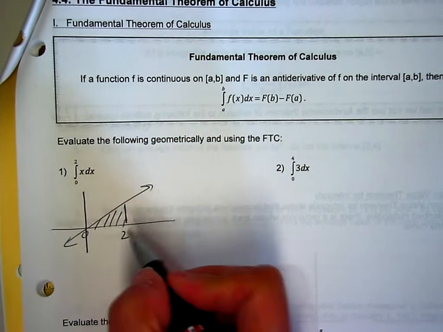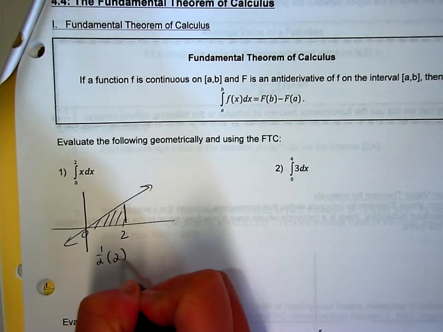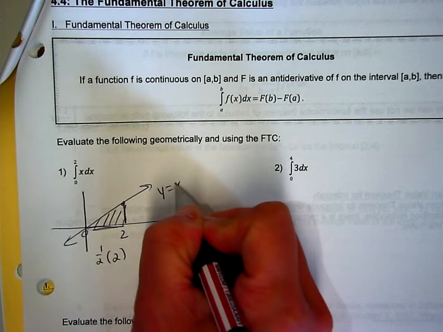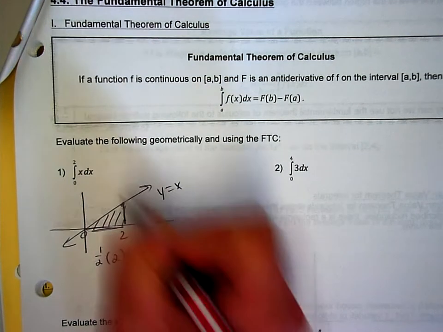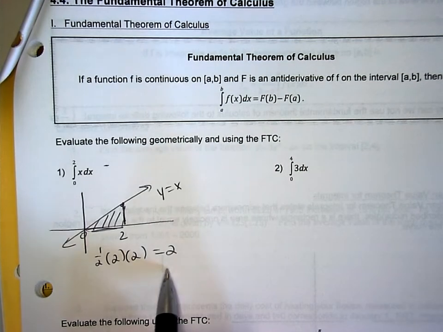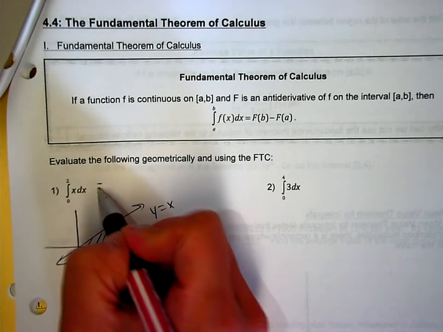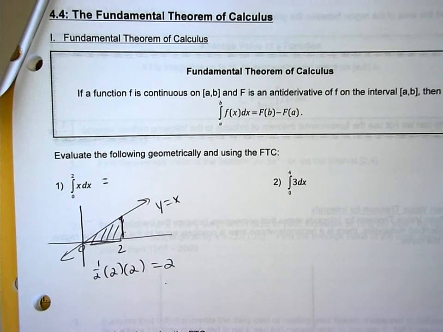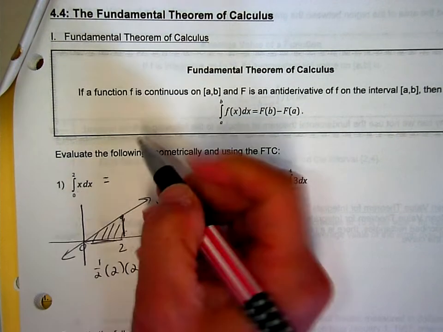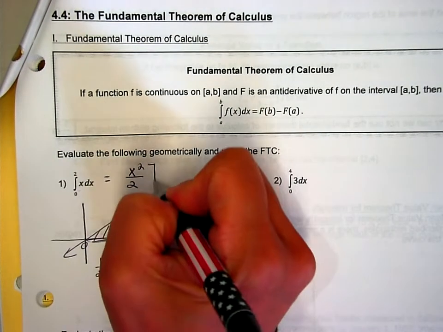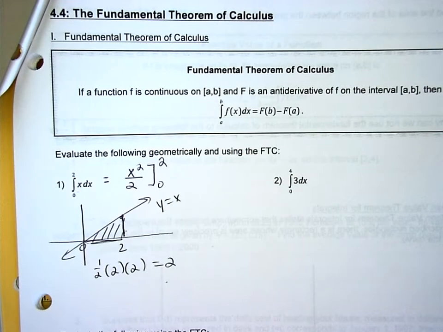So this is a triangle, so the area of this triangle is 1/2, base is 2. This height is also 2 because this is the function y equals x. So the definite integral would be 2, which is the same as the area of the triangle. Now, the way that you can evaluate this algebraically is we can take the antiderivative. So the antiderivative of x is x squared over 2, and we're going to evaluate it at the bounds.